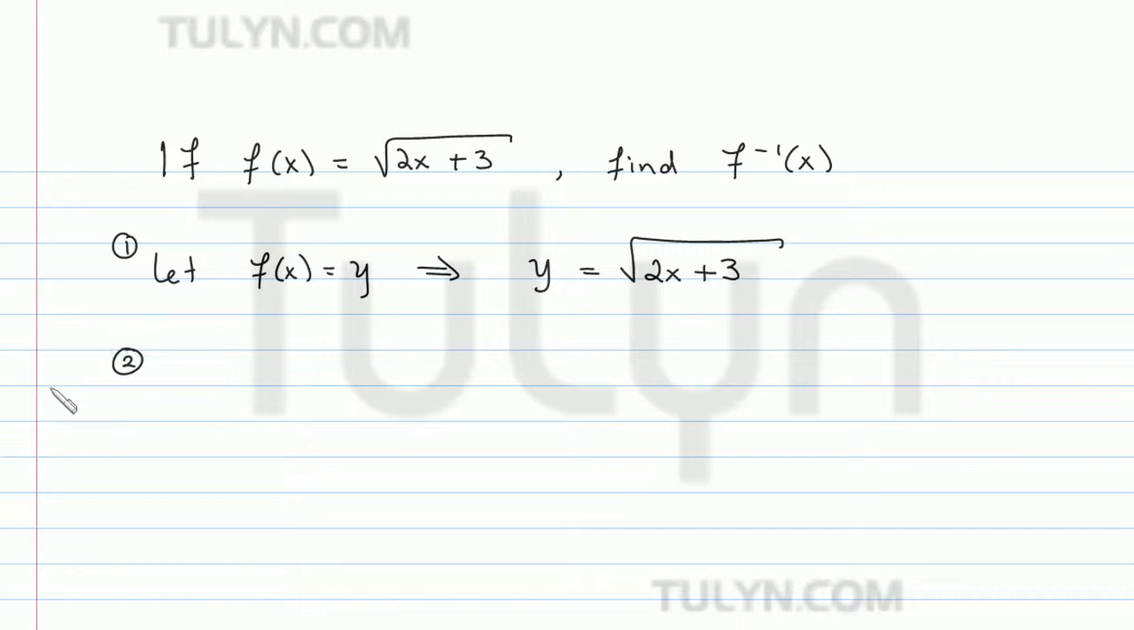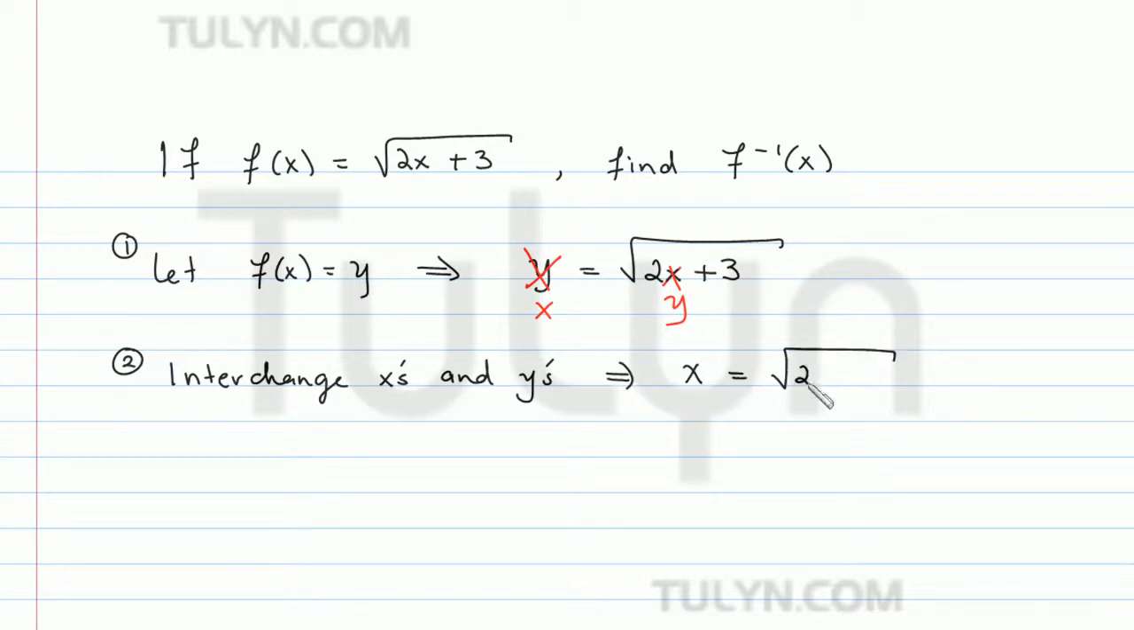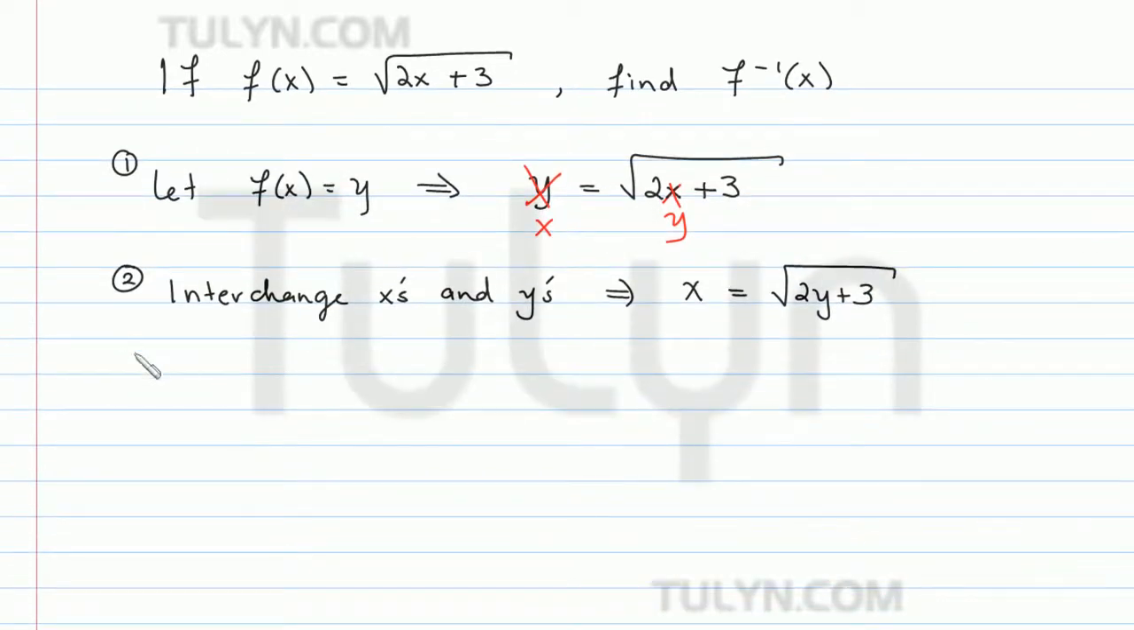The second step is to interchange the x's and the y's. So wherever you see a y, you want to write down an x in its place, and wherever you see an x, you want to write down a y in its place, right? So let's rewrite it. This is going to be x is equal to the square root of 2y plus 3. Alright, so that's the second step.